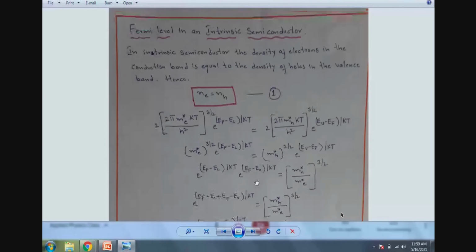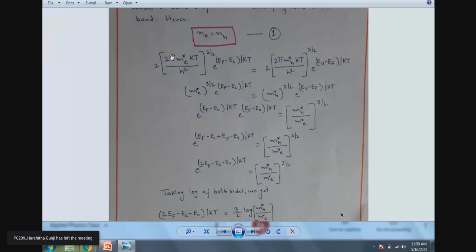So let me take this one. You can have the left side, the LHS. You can have an equation. This belongs to the density of electrons in the conduction band. This is the equation you got. Similarly on the RHS, we use the same kind of equation for finding the carrier concentration in N-type and P-type semiconductors. So let us recollect.